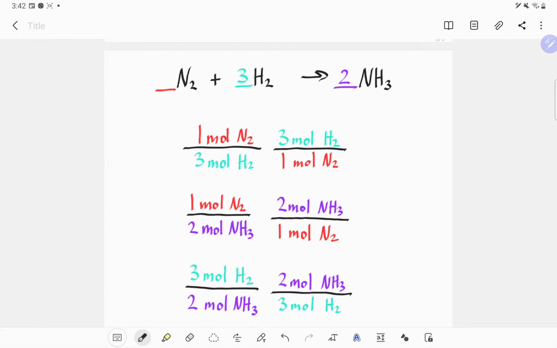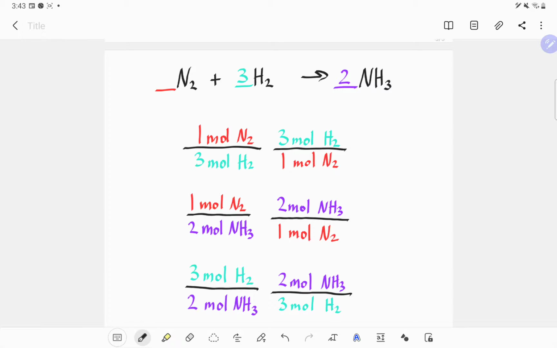Lastly, the last ratio we could pull out of this, we could say that there are 3 moles of H2 put into the reaction for every 2 moles of NH3 that we get out of the reaction. Or the reciprocal of that, we could say there are 2 moles of NH3 that are going to be produced for every 3 moles of H2 that are put into the reaction. So all of these are correct interpretations of what these coefficients mean. They're really most commonly referred to as the number of moles of each thing.